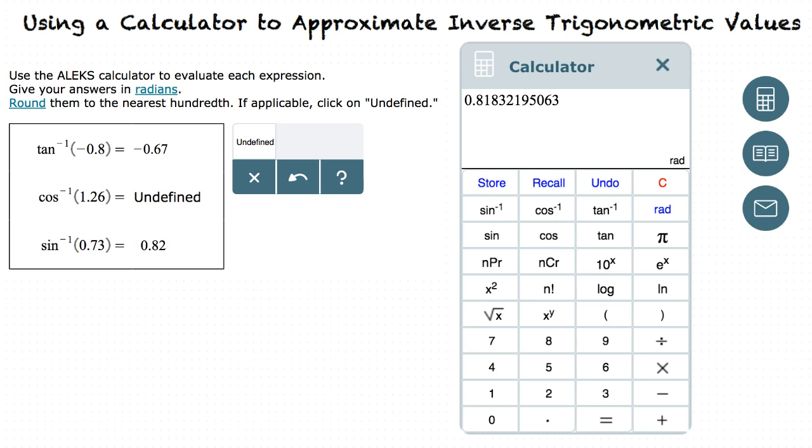I think I'm starting to understand the concept, but let me summarize just to make sure. In order to approximate the inverse trigonometric values, we will input our values into our calculator tool, which will give us the approximation. Then we round down to the nearest hundredth, which results in our final answer. Great job! It seems you have an understanding on how to use a calculator to approximate inverse trigonometric values.